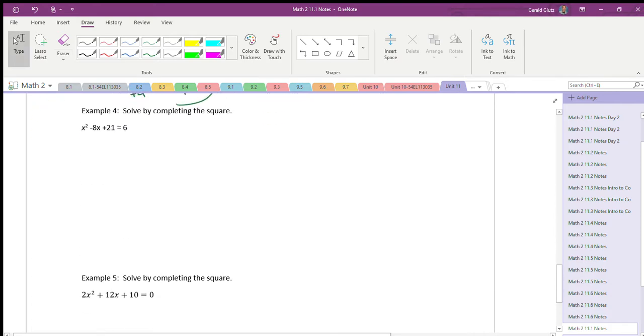So a couple more examples, and then we'll be done. So example 4, solve by completing the square again. So notice that we don't have 0 over there. That doesn't really matter in this case because I'm just going to move c to the other side anyway. So if I have a plus 21, the opposite of that is minus 21. So I'll be left with x squared minus 8x equals 6 minus 21 is negative 15.